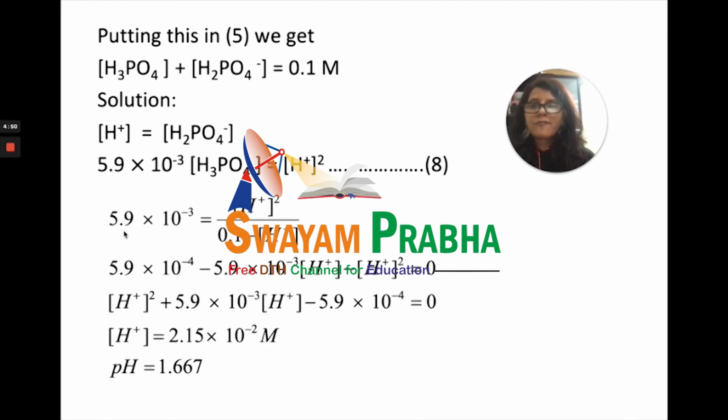So you get 5.9 into 10 to the power minus 3 is equal to H positive square upon 0.1 minus H plus. We solve it quadratically. This is a quadratic expression. We solve it quadratically and we get H plus is equal to 2.15 into 10 to the power minus 2 molar, leading to a pH of 1.667. How do we get a pH? Minus log of H plus.